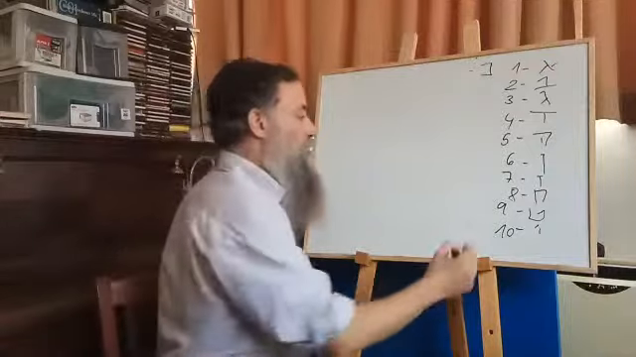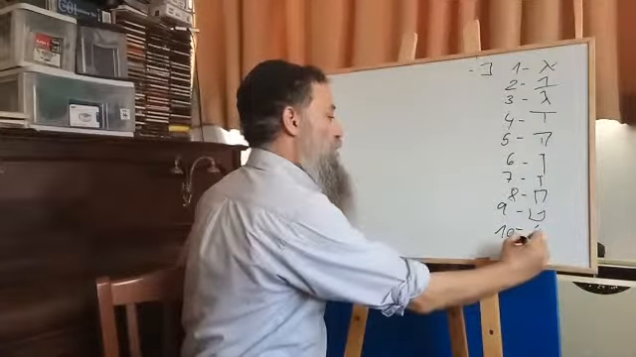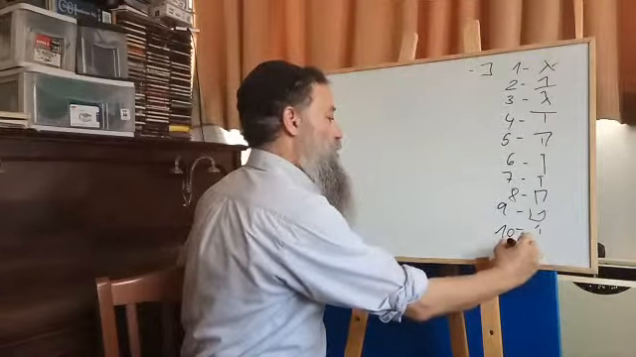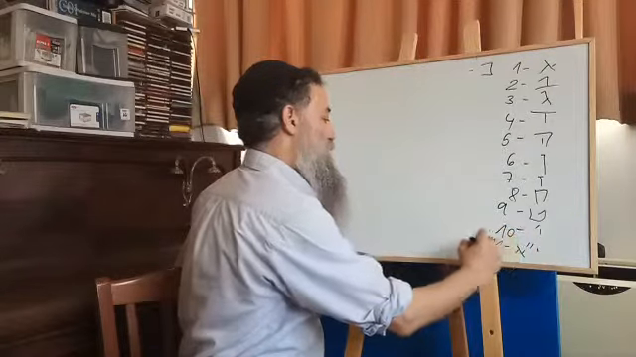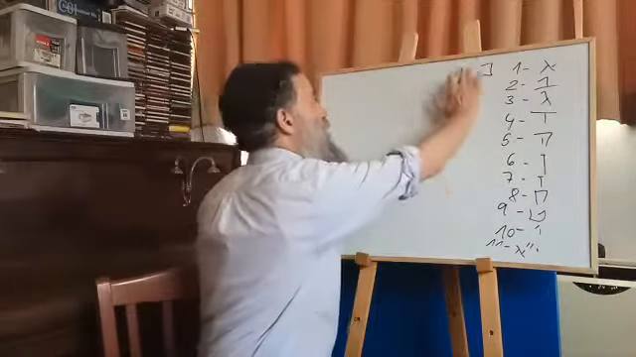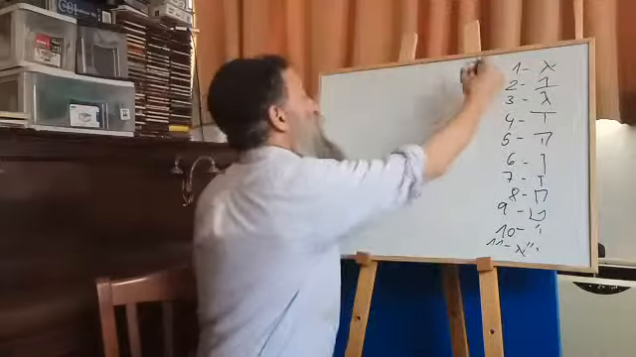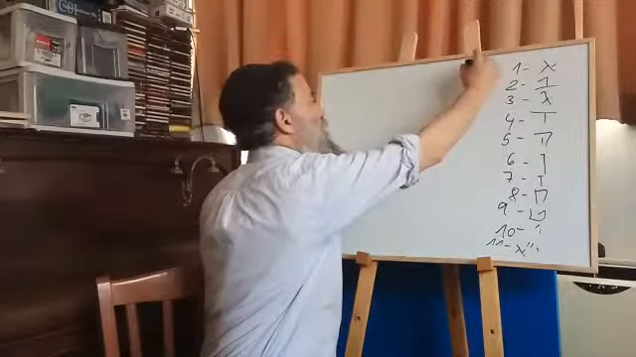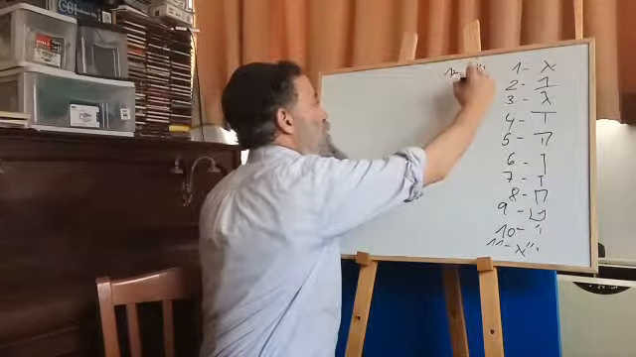If we want to do 11, we use Yud and Aleph. Yud and Aleph is 11. And then we have, okay, I'll write it here. And then we have Yud and Bet for 12, etc.